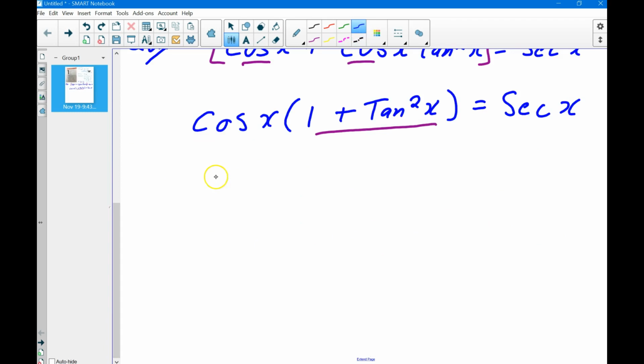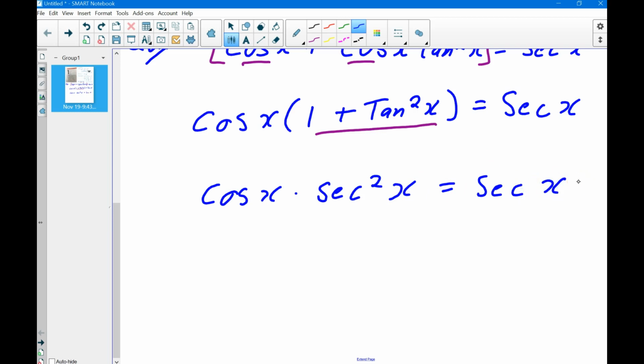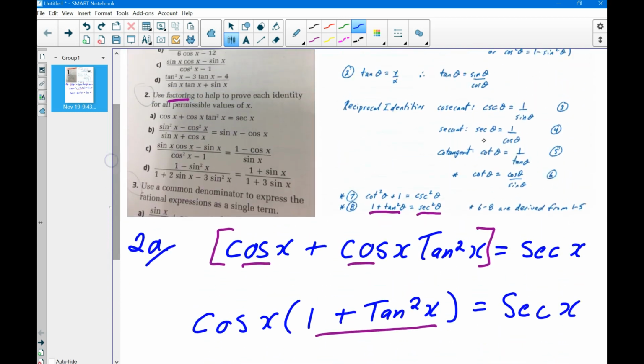So now it becomes cosine x times secant squared x equals secant x. And you're still thinking, I don't get it, because it's not making any sense, until you look back for a second and think, what does secant mean? Well, it says here that secant is 1 over cosine. So now we have 1 over cosine.